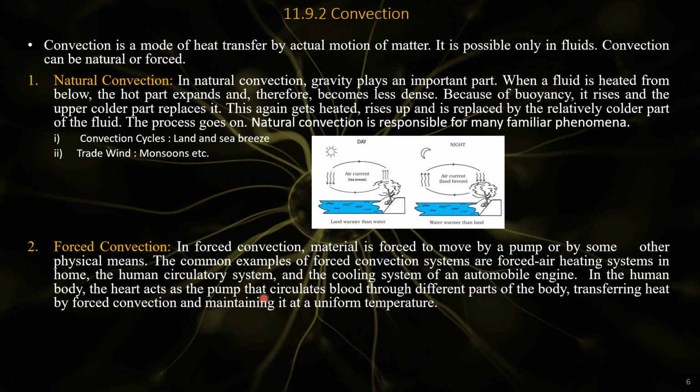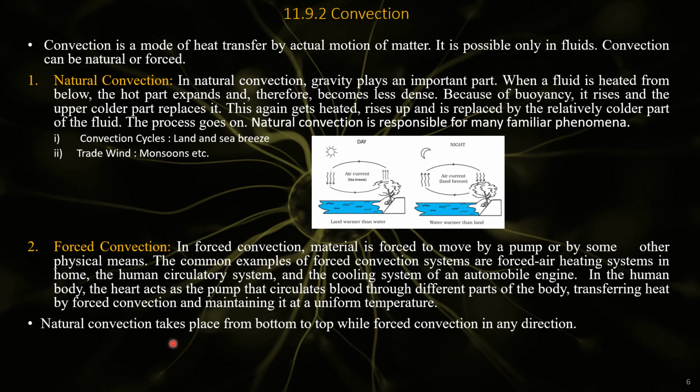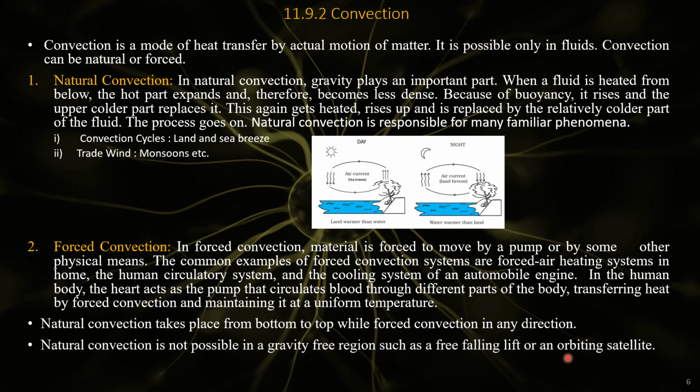In the human body, the heart acts as a pump that circulates blood through different parts of the body, transferring the heat by forced convection and maintaining it at a uniform temperature. Natural convection takes place from bottom to top, while forced convection takes place in any direction because we are using the work done by a pump. Natural convection is not possible in a gravity-free region such as a free-falling lift or an orbiting satellite.